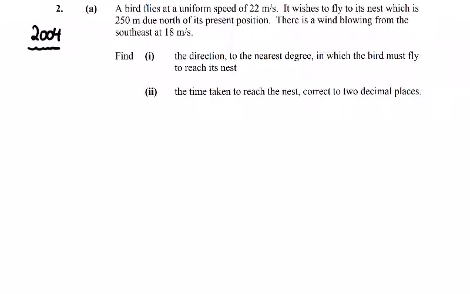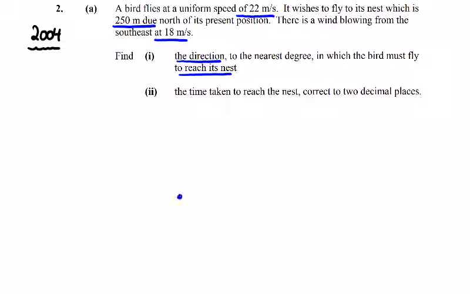This is the 2004 relative velocity question. With a dog sneezing in the background, a bird flies with a uniform speed of 22 meters a second. It wishes to fly to its nest, which is 250 meters due north, when there's a wind blowing from the southeast at 18 meters per second. Find the direction in which the bird must fly to reach its nest.